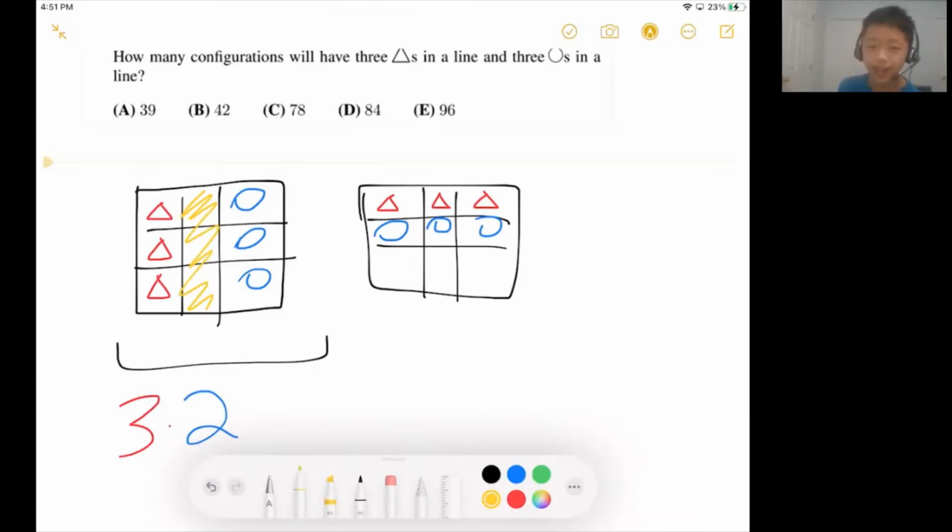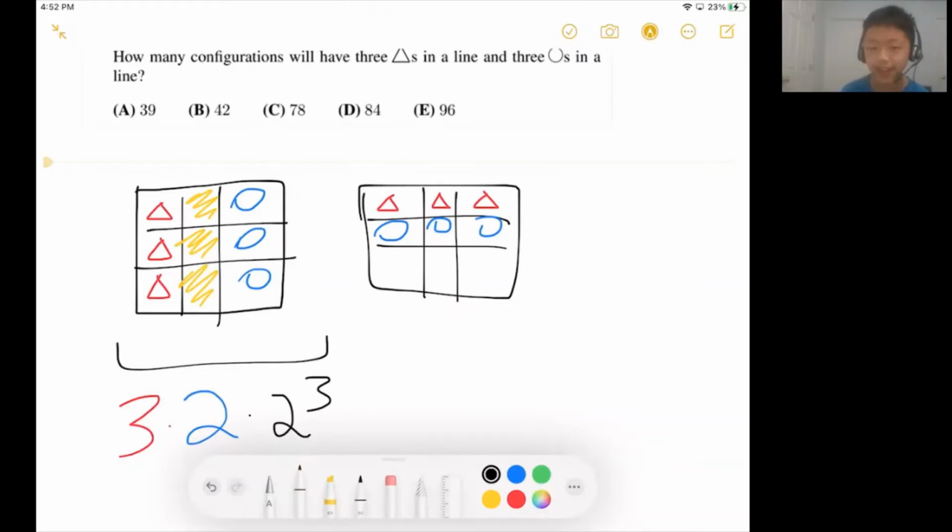This question is kind of tricky because most people might think, you know, each of these 3 squares, right? You have 3 squares here. Each of these 3 squares, you can put a triangle or a circle. So you might think that you just multiply by 2 to the power of 3, right? Because each yellow square can be a triangle or a circle. So since you have 3 yellow squares, then in total you have 2 to the power of 3 possible ways to put the triangles and circles.